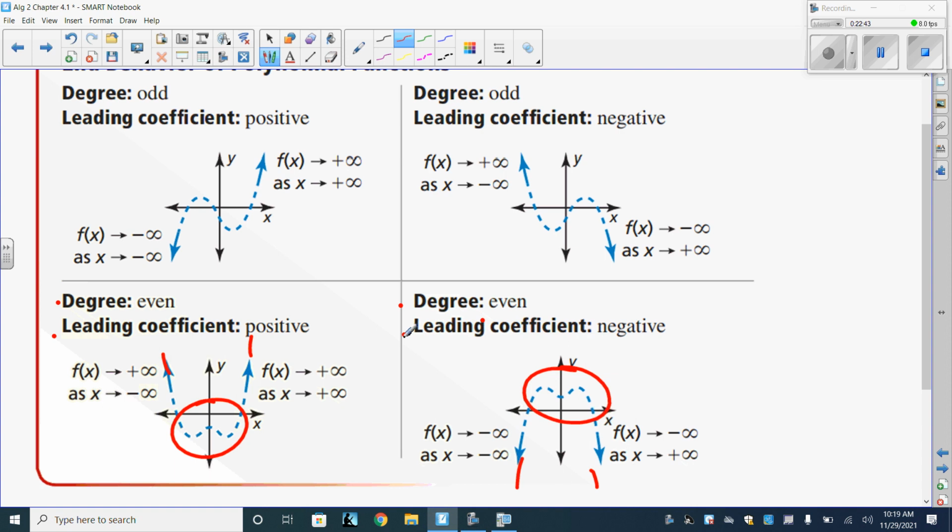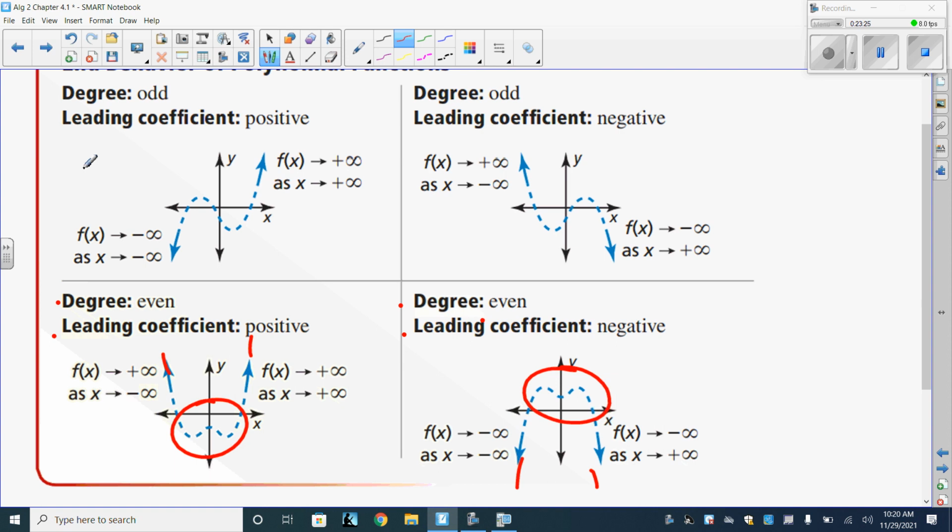Now we have four ways that this is going to work out. Either the degree is going to be odd, or it's going to be even. Now the leading coefficient is either going to be positive, or the leading coefficient is going to be negative. The leading coefficient is just the number in front of the variable with the biggest exponent.